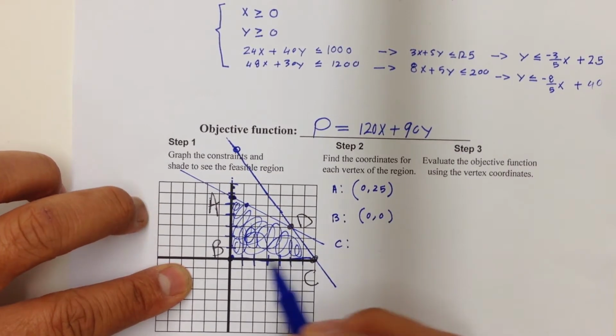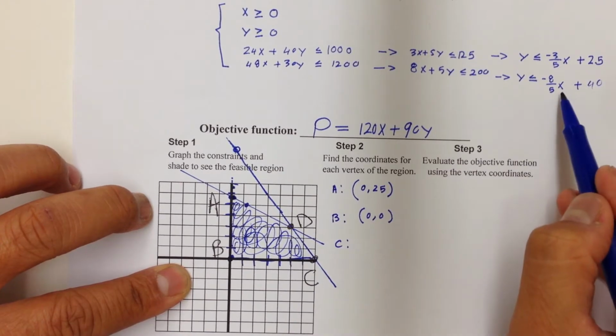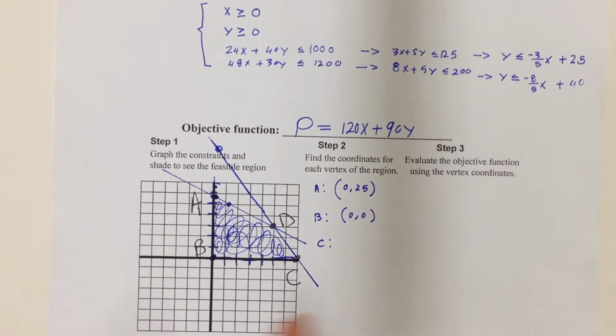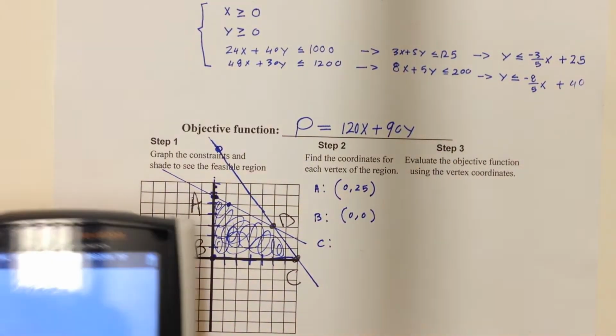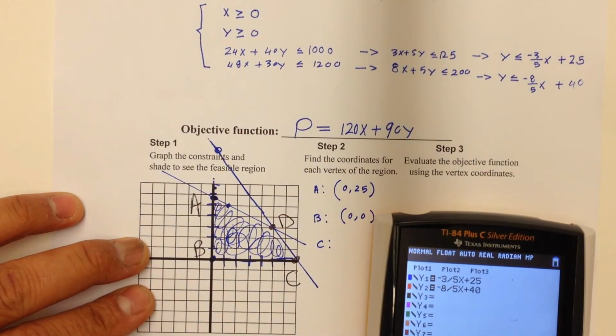Vertex C is the x-intercept of this function. I will show you how to find the x-intercept using a graphing calculator, or you can do it by hand if you like. I'm going to plug both of these equations into my graphing calculator, which I did.